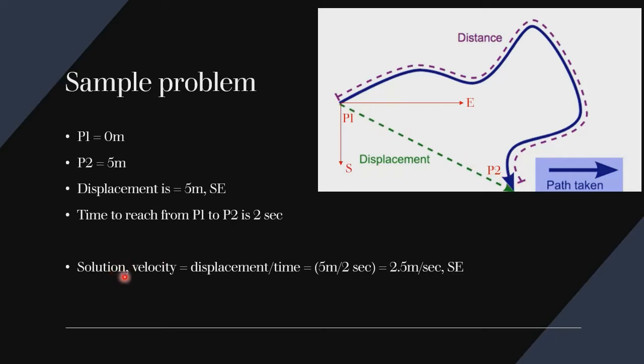And to get velocity, it is simply displacement over time. Our displacement is 5 meters, and supposing the time to travel from P1 to P2 along the actual path is 2 seconds. Therefore 5 meters divided by 2 seconds is equal to 2.5 meters per second, and it is moving south of east, meaning south with reference to east.